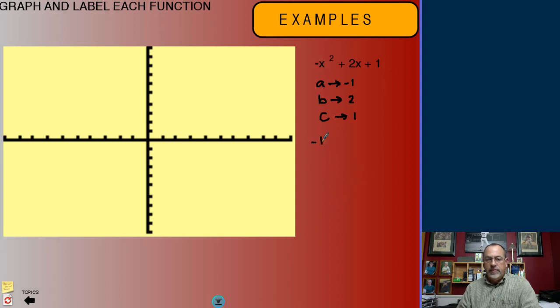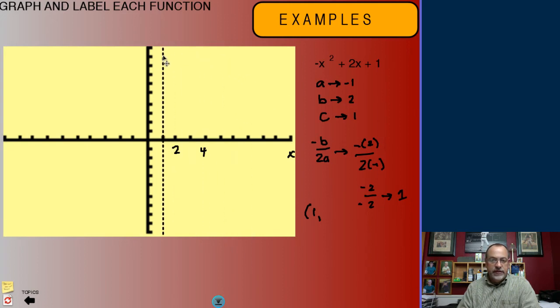And then I'm going to do the opposite of B over 2A to get my X value and axis of symmetry. So the opposite of B here is a 2 over 2 times A, which is a negative 1. So it's a negative 2 over a negative 2, or a positive 1. So my vertex X coordinate is at positive 1, and so is my axis of symmetry. So I'll go ahead and put this scale on here right now. And then I'll slide my axis of symmetry on here at 1.